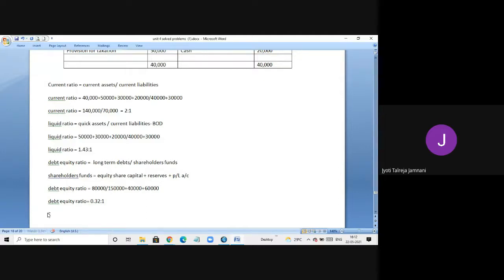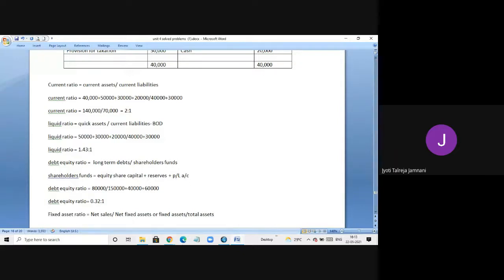The last ratio that they have asked is the fixed asset ratio. The formula for fixed asset ratio is net sales divided by net fixed assets, or you can also say fixed assets divided by total assets. It depends on what data we have and which formula we are going to use.